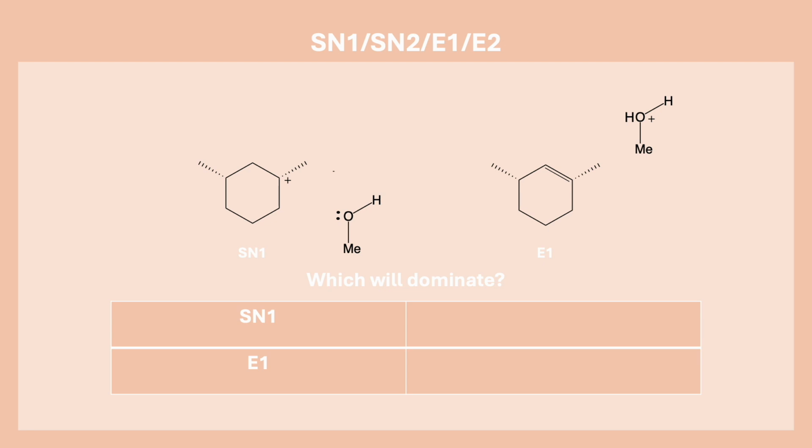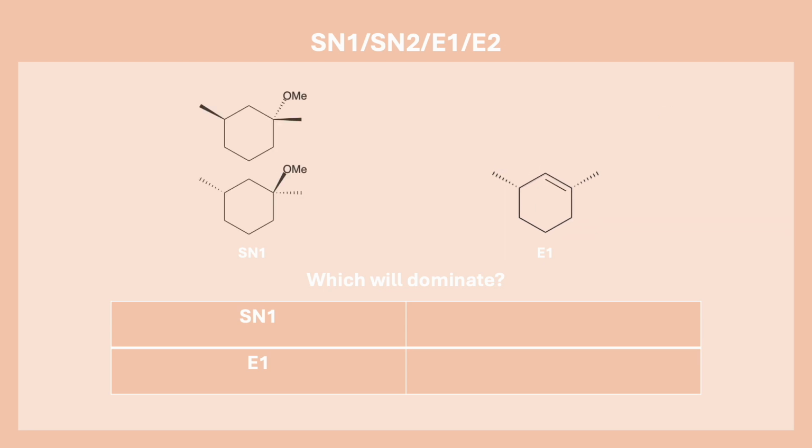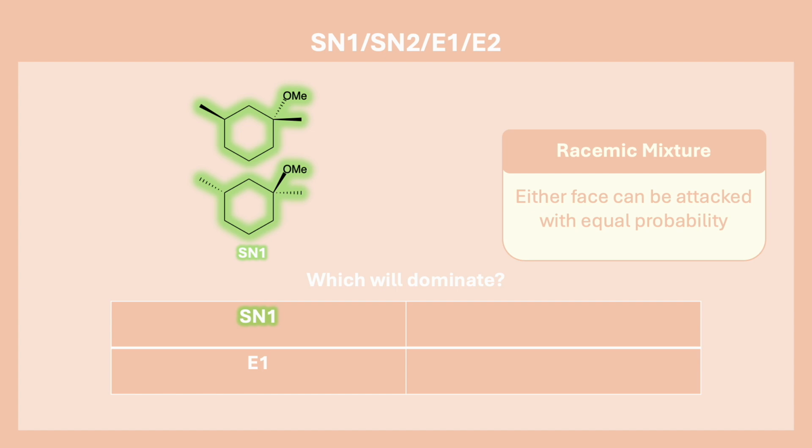However, as this reaction is occurring in methanol, which is a neutral nucleophile as well as a protic solvent, the SN1 mechanism would be favored over the E1. As the mechanism goes through the formation of a carbocation intermediate, the methanol is able to attack the molecule from either side. This can form either of the products above, which is called a racemic mixture.